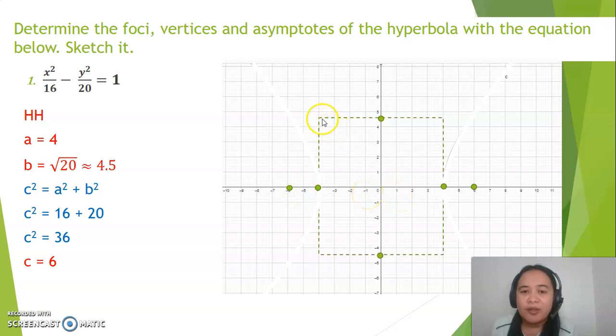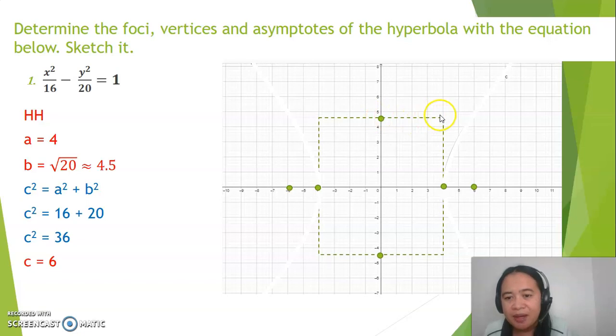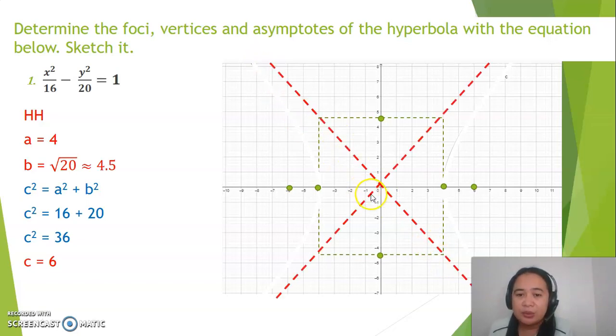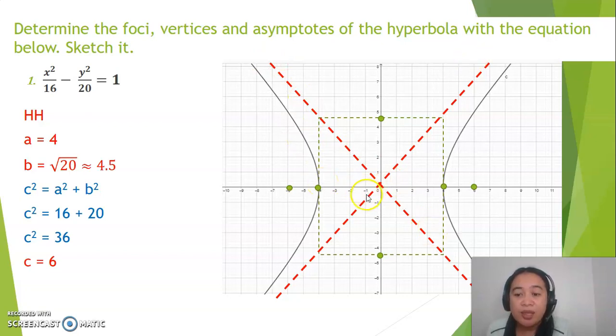Next, draw the auxiliary rectangle. So this is basically a guide in sketching the asymptotes. So it's b over a, so 4.5 up, then run by 4. Okay, at this point, connect the corners here with a straight line to sketch the asymptotes. So asymptotic lines, so the graph will approach that without touching that line. So therefore, this is our graph.